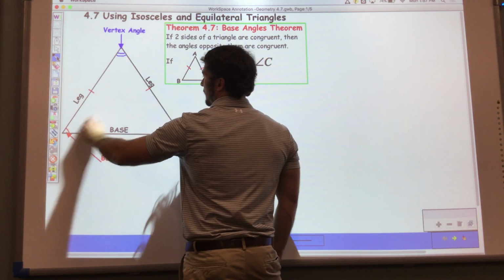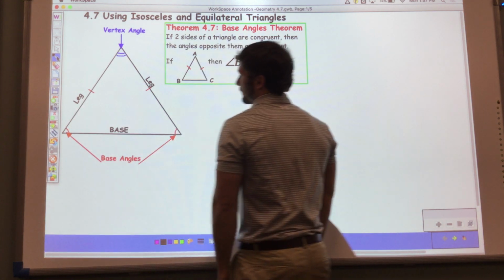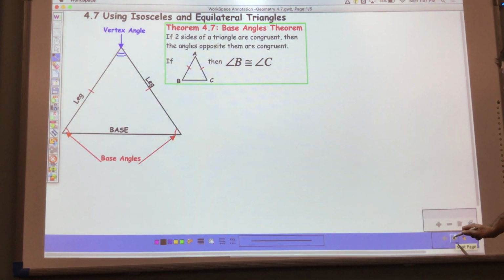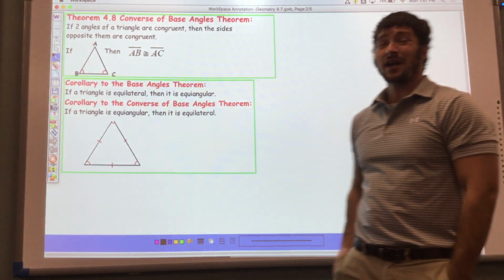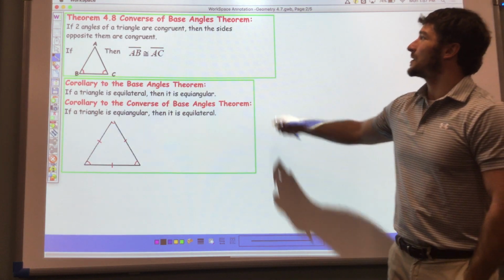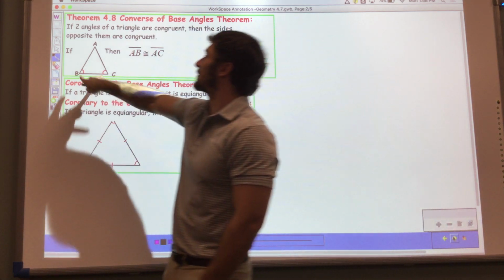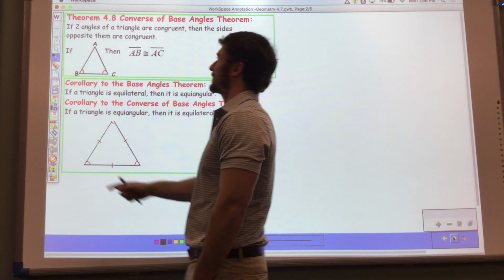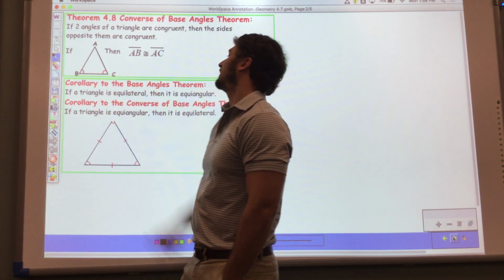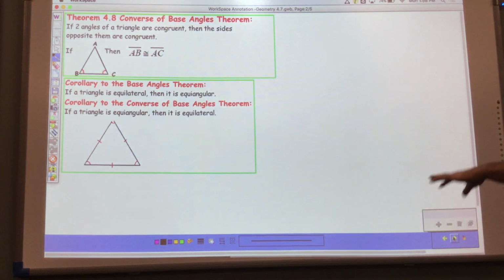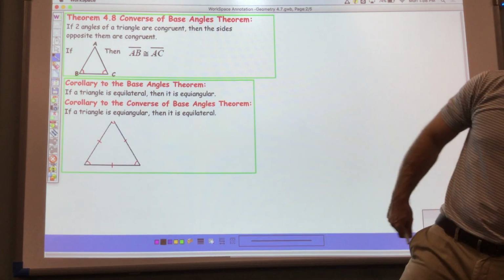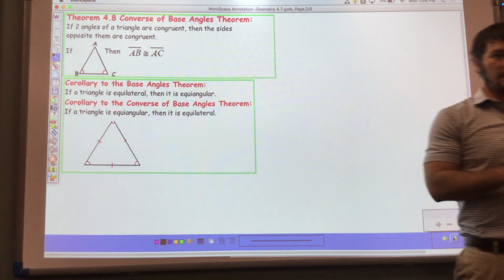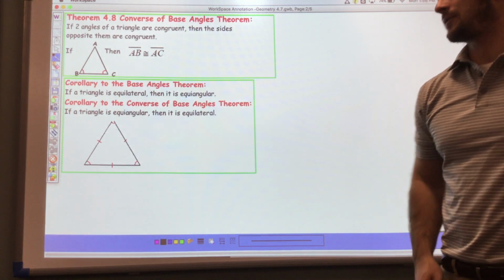Again, notice your base angles are opposite of your legs. So these two angles are going to be congruent. We can also say the converse of that. The converse of the base angle theorem says if your base angles are congruent, then those sides that are opposite are congruent. So you can say that AB and AC, those segments, are congruent. So it works both ways. When you have an isosceles triangle, base angles are congruent and the legs are congruent. Or if the legs are congruent, then the angles are congruent, and vice versa.